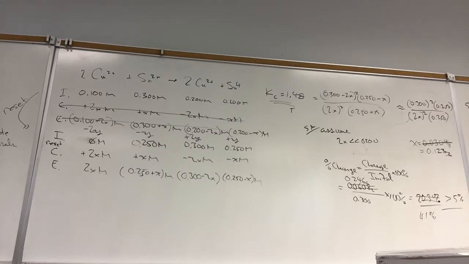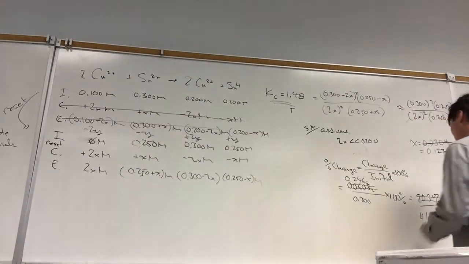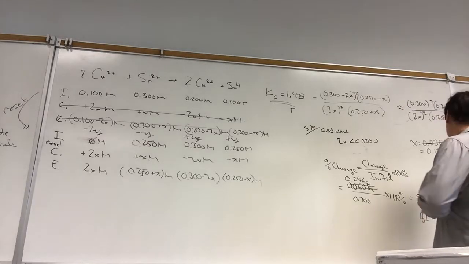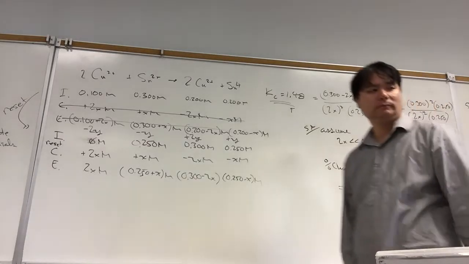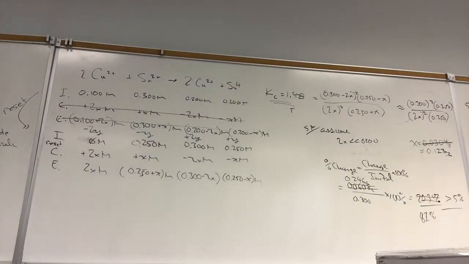82%? 0.246 is really close to 0.3. Oh yeah, it should be higher. Double that. There you go. 82%. Still, that guess is going to be way off. All right, so the simplifying assumption failed. We reset it, but we reset it for a different reason.